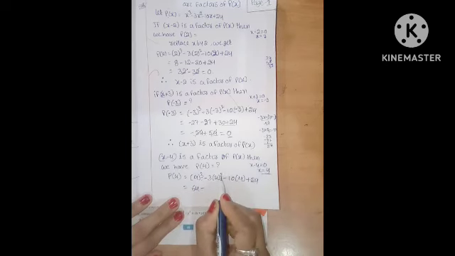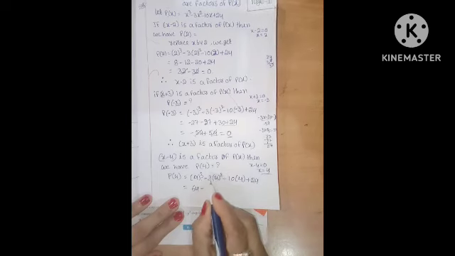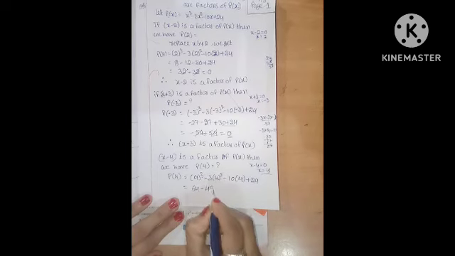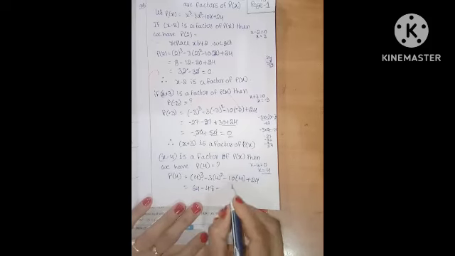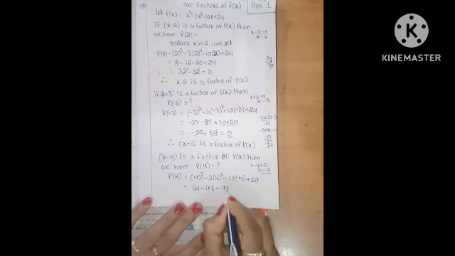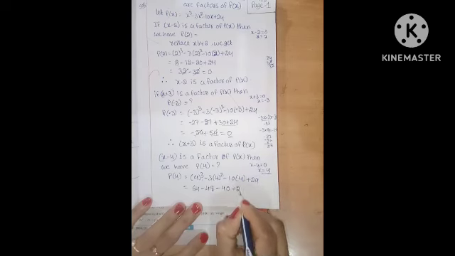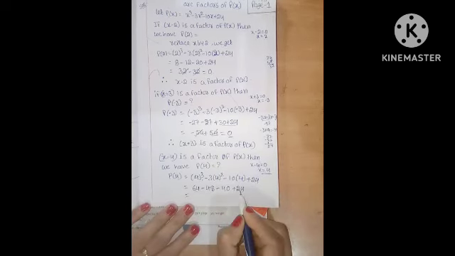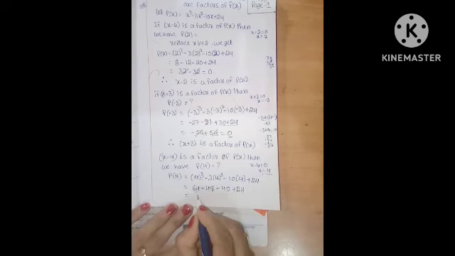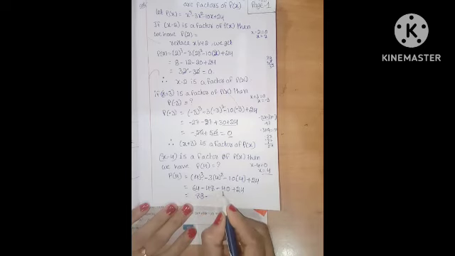3 into 4 square. 4 square is nothing but 16. 16 into 3 is 48. Next, 10 into 4 is 40. Are you clear? Have you understood? 64 plus 24. What's the value? 88. Next, minus 48 minus 40.